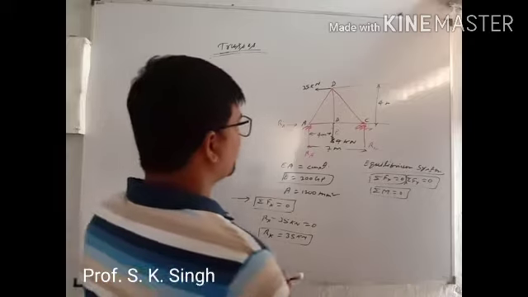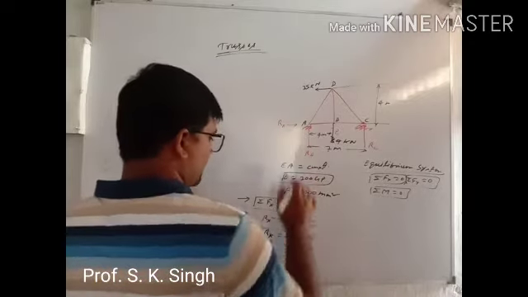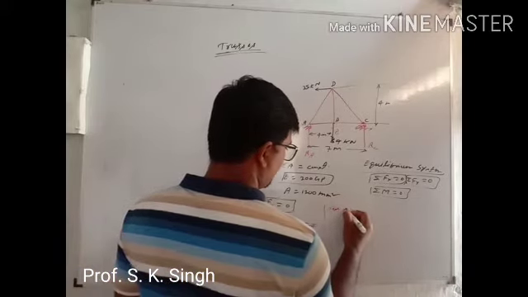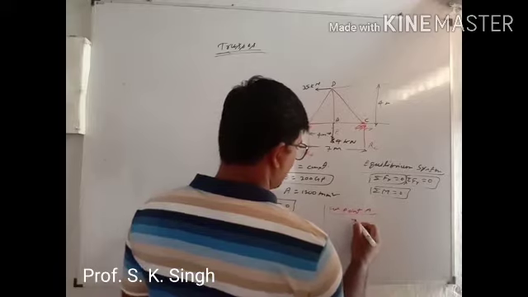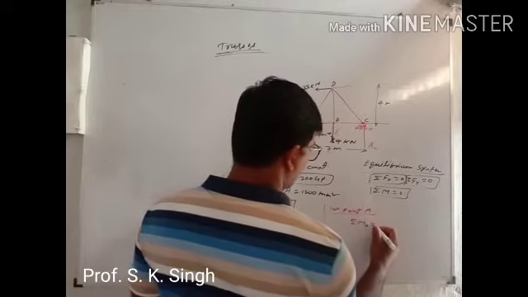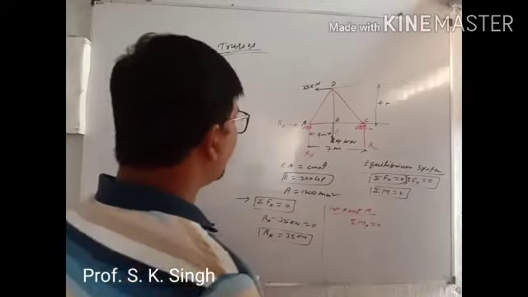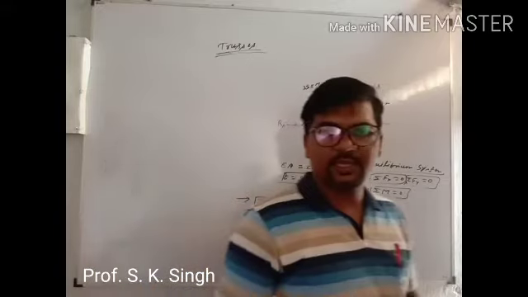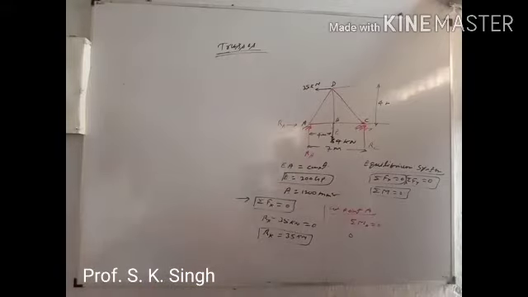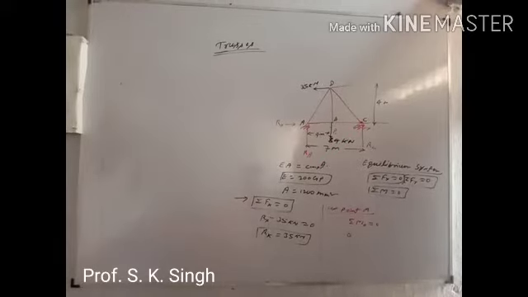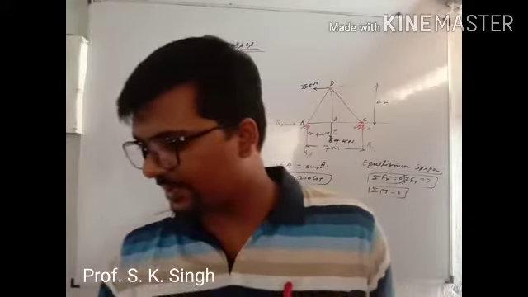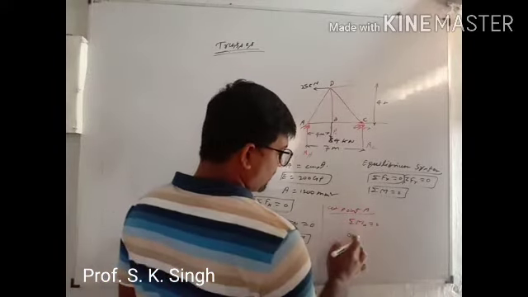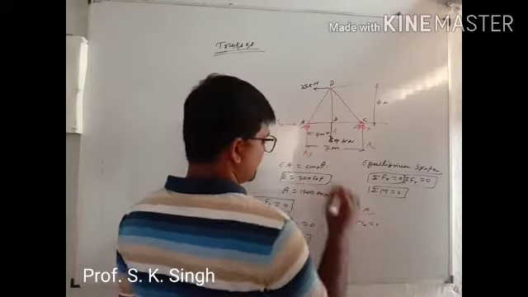Next, if we go for moment at point A, summation of M_A equal to 0. At point A, no moment arises, so it is 0. So here we are going for moment. Summation of M equal to 0. This point is 0 only.